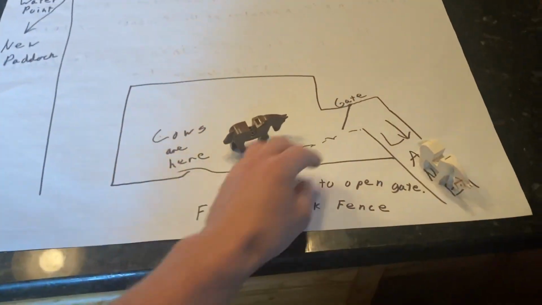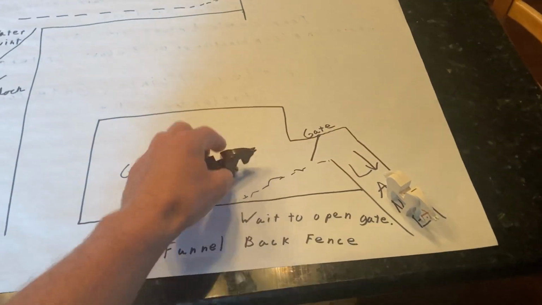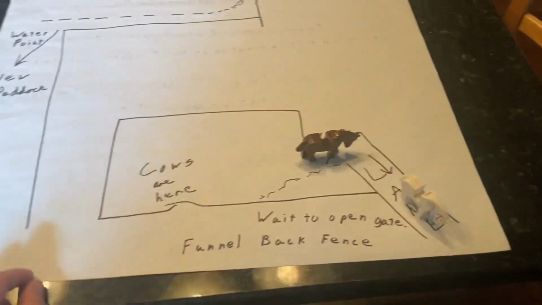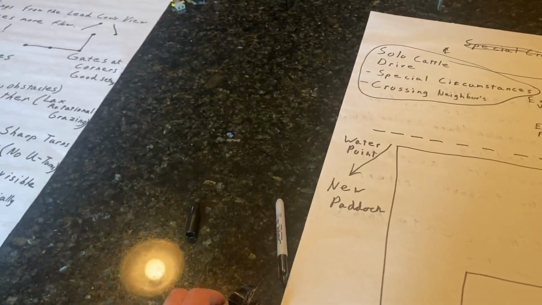But if you've got a hill here or some sort of obstruction, then you're more likely for the animals to go on through. So anyway, I probably beat that dead horse.